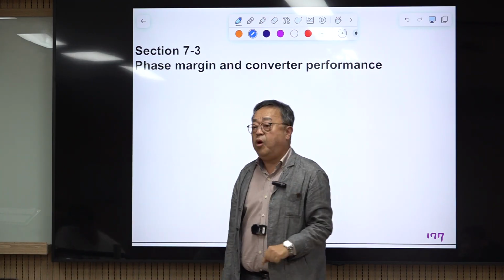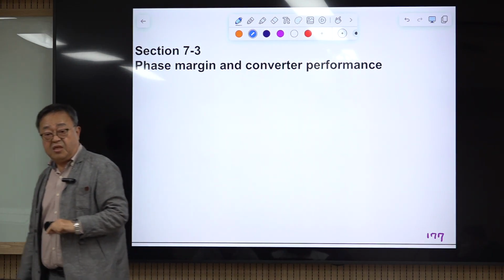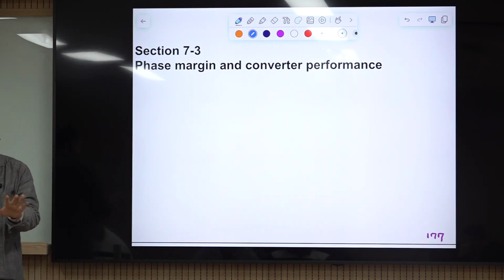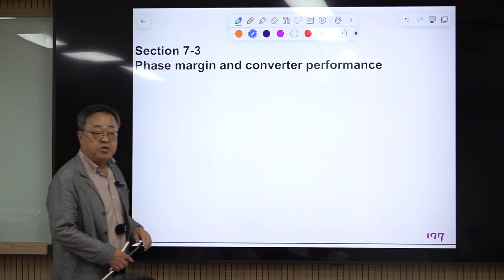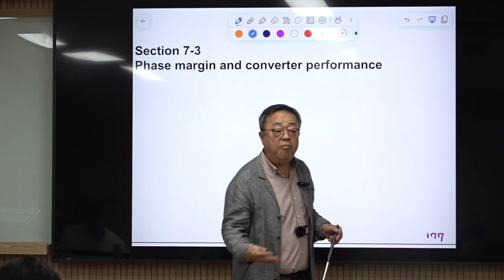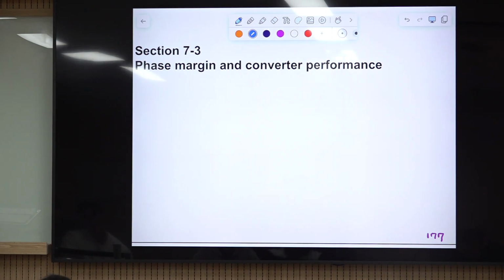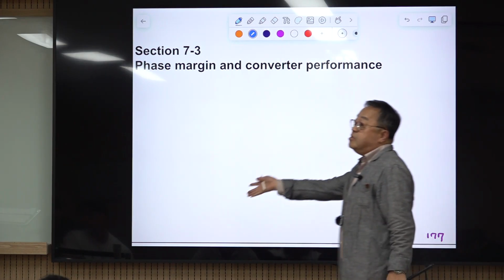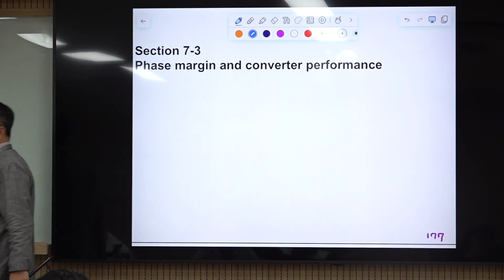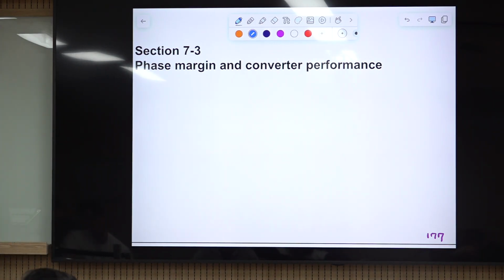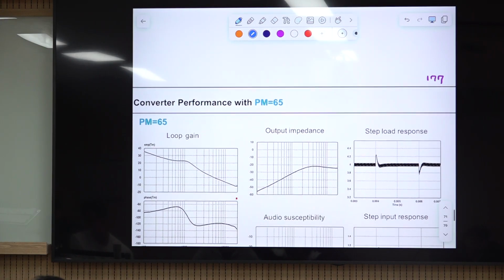Okay? So if you have good phase margin, 60-degree phase margin, everything is okay. If you have small phase margin, the converter becomes easily unstable, and even though the converter is stable, the performance is very lousy. So this phase margin has the prime importance in designing the feedback controller. So let me discuss the phase margin and converter performance in some detail.